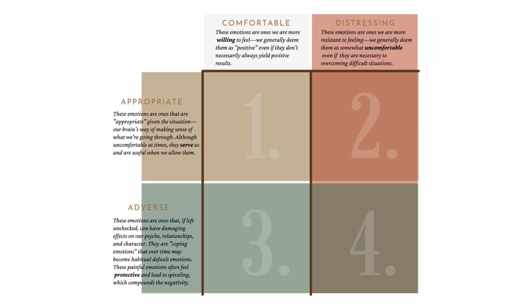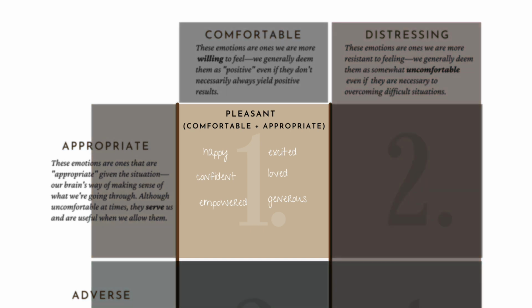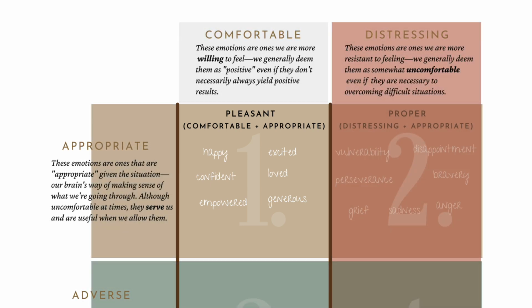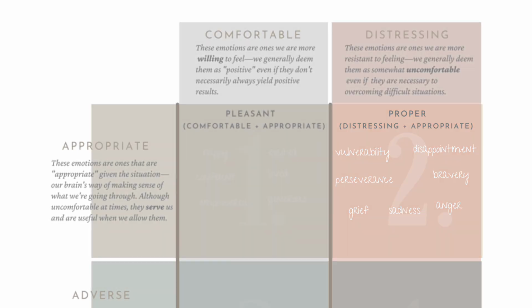Let's give some examples of emotions that might go into these 4 categories. Quadrant 1 is emotions that are appropriate and comfortable. These are pleasant emotions and include happy, excited, loved, confident, empowered, and generous. Quadrant 2 is emotions that are appropriate but distressing. These are proper emotions and include vulnerable, disappointing, grief, sadness, bravery, and sometimes anger.